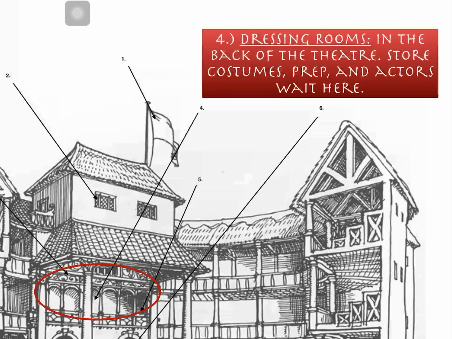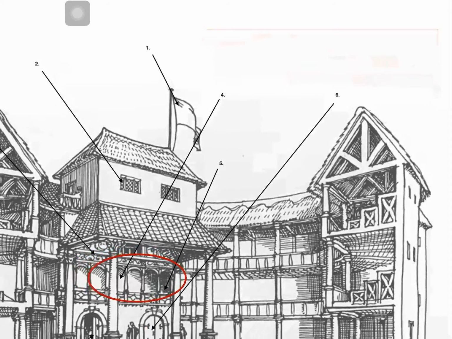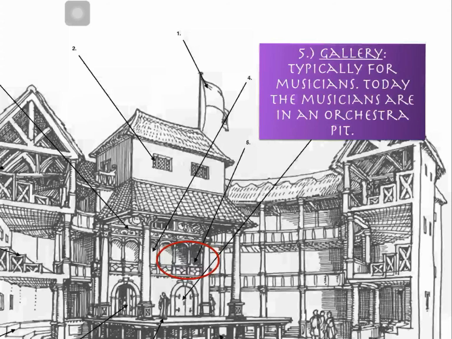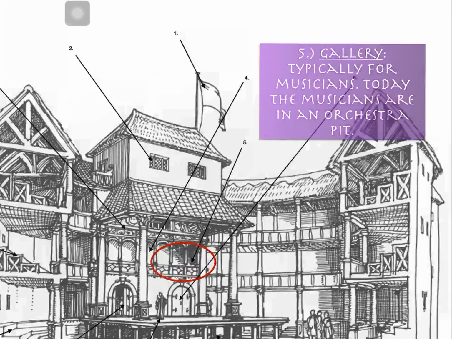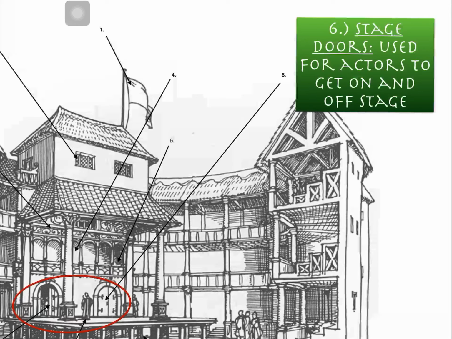Behind the stage, there were the dressing rooms. This is where obviously actors would change, where costumes were stored, props were stored, and where actors would wait to come out. Today, if you go to see a play, you will notice that the orchestra or the music is underneath the stage, but that wasn't possible, and I'll tell you why soon, back in the day. So instead, the orchestra would be behind the stage, and they would be kind of elevated, so they would be above and behind the actors.